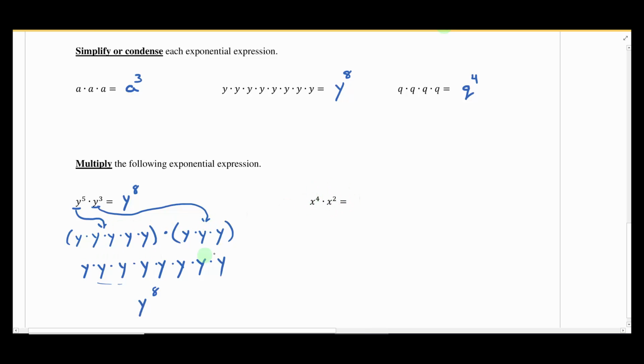Rather than writing out these expansions, I'm going to save myself a little bit of time. And I think, well, x to the 4th means there would be 4 x's, and x to the 2nd means there would be 2 x's. So there's going to be 6 x's total. I don't need to write that out. I can just do 4 plus 2 and say, okay, well, this is x to the 6th power.